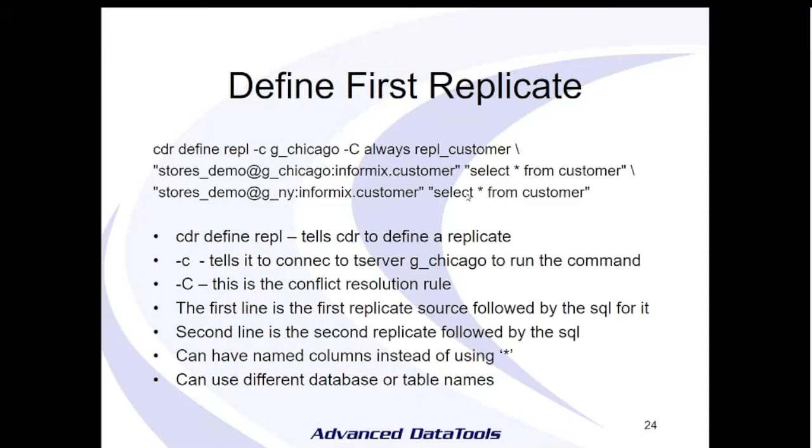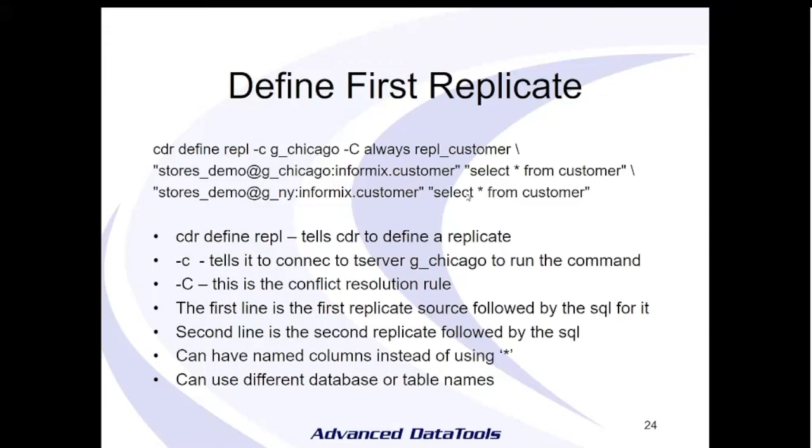The third thing I'm passing here is the actual replicate name. This needs to be unique for the domain. So depending on how many tables, how many systems you're replicating, figure out a good naming scheme. You do want that to be consistent.